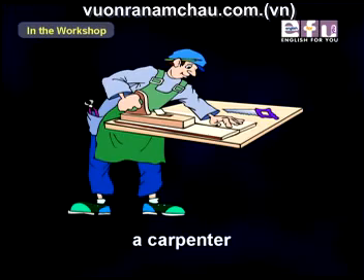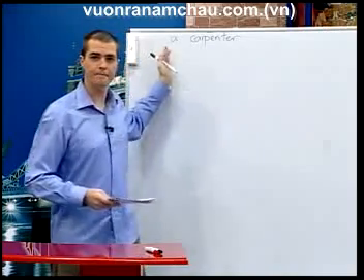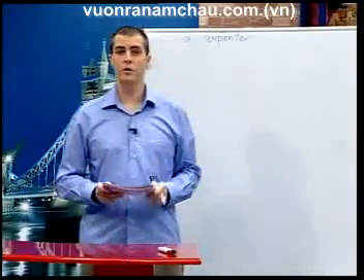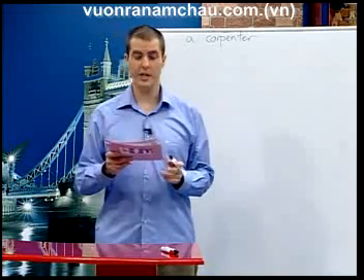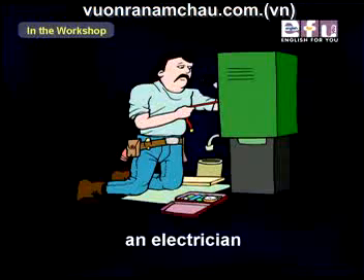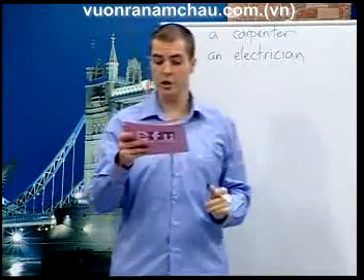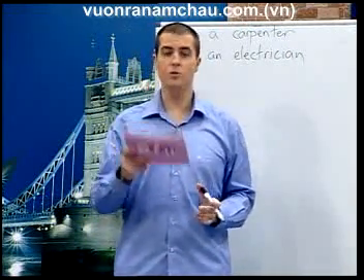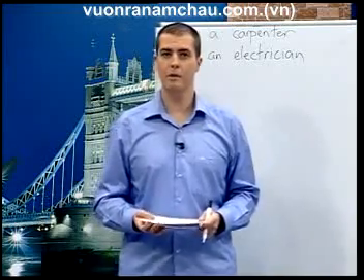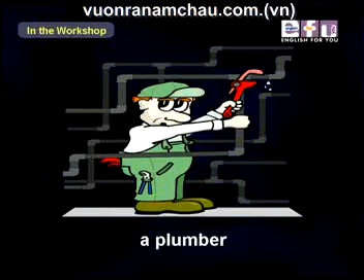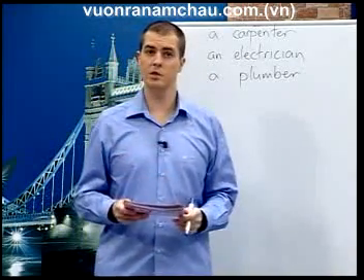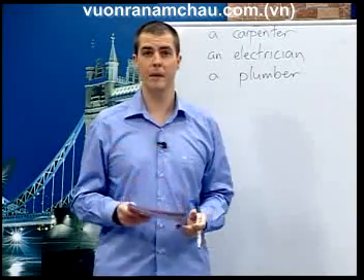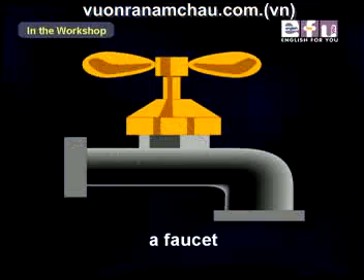A carpenter is someone whose job is making and repairing wooden objects such as desks, beds and chairs. An electrician is someone whose job is to deal with or repair electrical equipment. A plumber is someone whose job is to install or fix sinks, baths and water pipes.